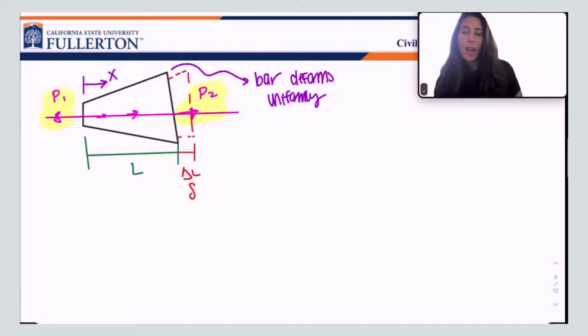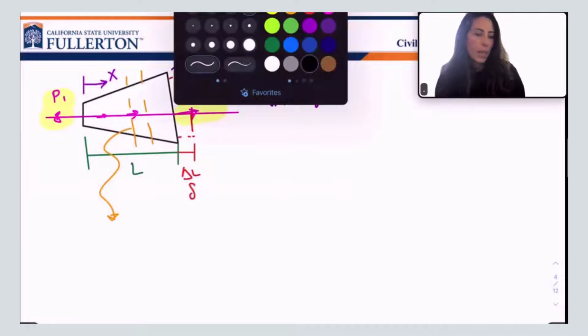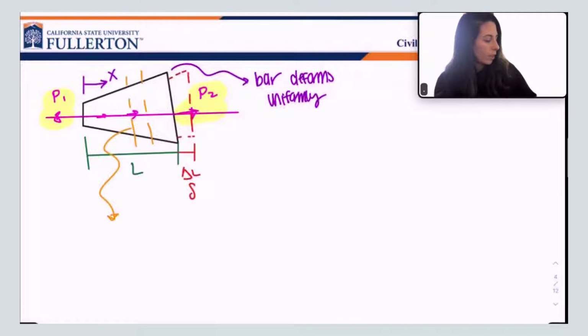What do we do to figure out this formula? I hope you all remember the method of sections. What the method of sections is going to help us do is isolate a teeny tiny section of this element. We're going to isolate a little section here. And when I do that, I'm going to blow this little section up right here.